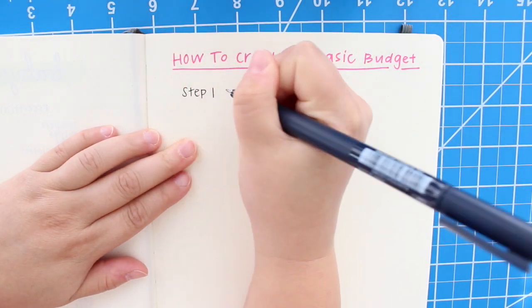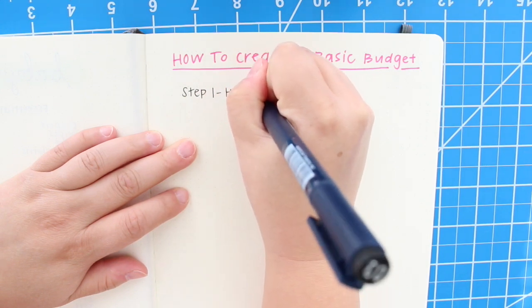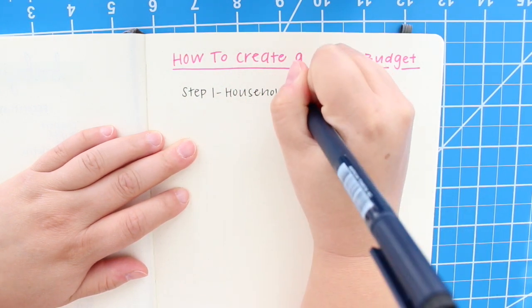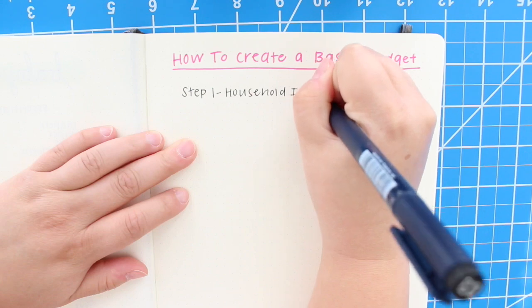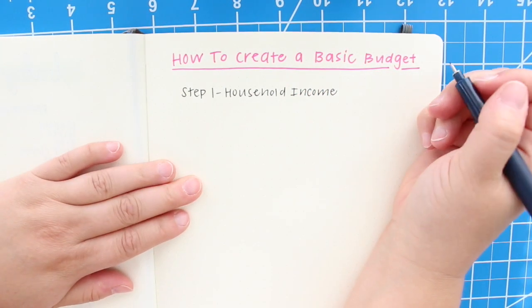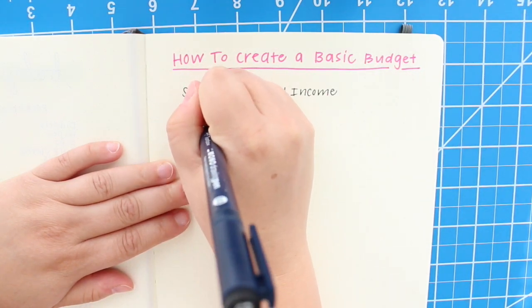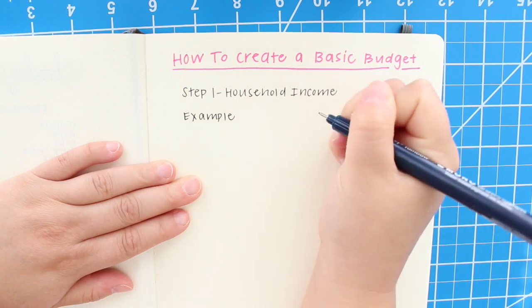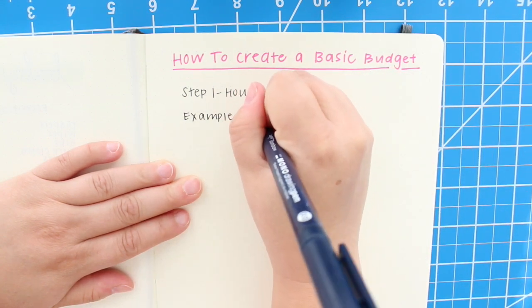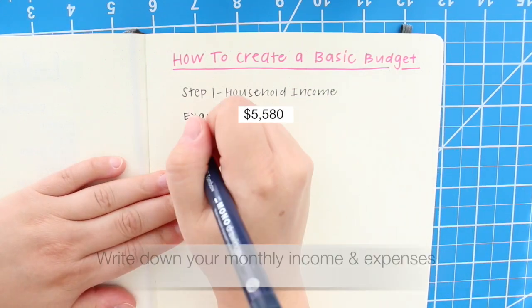So step number 1, the first thing that you're going to do is look at your household income. So that is going to include your income, if you have a spouse or a partner, their income, as well as other jobs that you may have or ways that you get paid. So what you're going to do is write down how much you make per month. Now, of course, this is going to be after taxes, after your health insurance is taken out. This is going to be your net income.